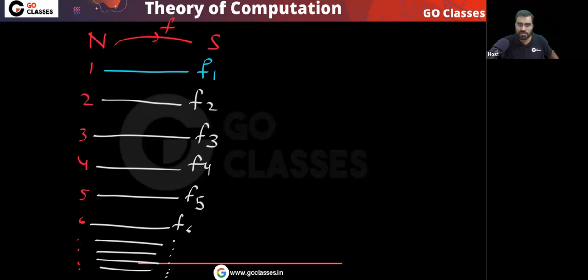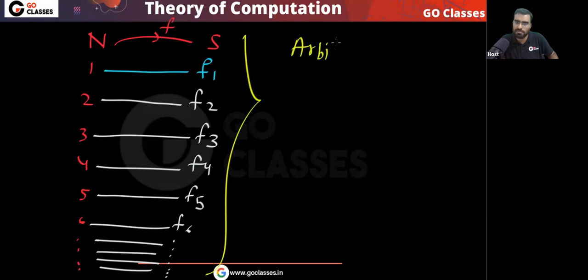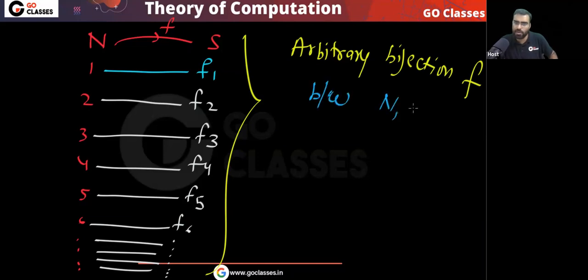Now what is my task? Remember, I have taken this arbitrary bijection. I have taken an arbitrary bijection between N and S. Maybe I can call it G. I have taken an arbitrary bijection G between N and S. This is what I have done.